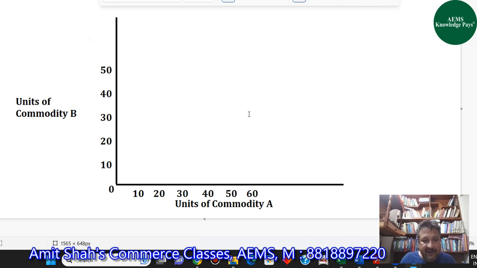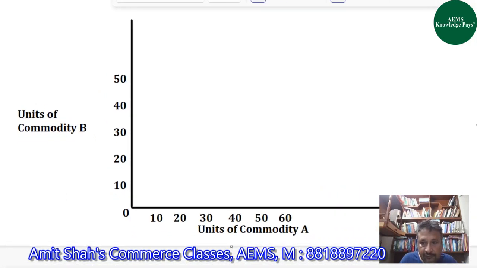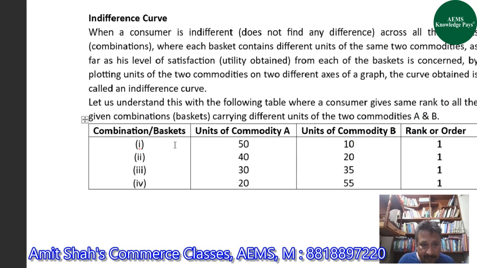So guys, on x-axis I have kept units of commodity A, and on y-axis I have kept units of commodity B. Now the schedule guys that I made that day in the previous class of the four baskets, basket 1, 2, 3, and 4, that you all have in your registers, in your notebooks. So in the first basket we have 50 units of A and 10 units of B.